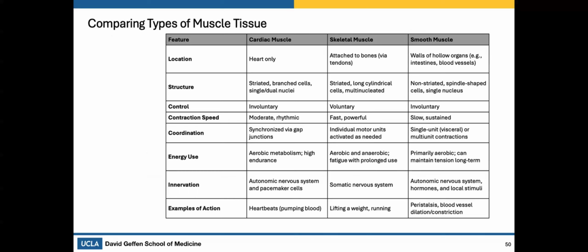This table on the screen provides a comparison chart between cardiac muscle, skeletal muscle, and smooth muscle. As you can see, the locations of these different types of muscles are different. The structure is different. How it's controlled by the body is different. The contraction speed varies. Its coordination varies. The energy they use, although primarily aerobic in all types, in skeletal muscle, some use anaerobic. They're all innervated by the nervous system, some by the autonomic, others by the somatic nervous system. And there are some examples of each of those types of muscles there at the bottom.